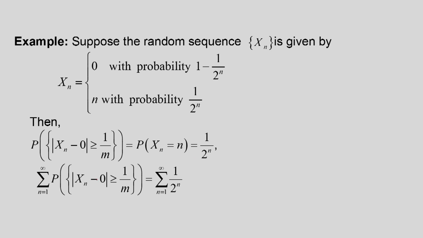So we have to consider the sum of these probabilities. The sum from n equal to 1 to infinity of 1 by 2 to the power n, and we know that this sum is less than infinity. This is a geometric series, we can find the sum. So this sum is less than infinity, therefore this sequence xn converges almost surely to x. So that way we can prove whether a sequence converges to a random variable x in the almost sure sense.